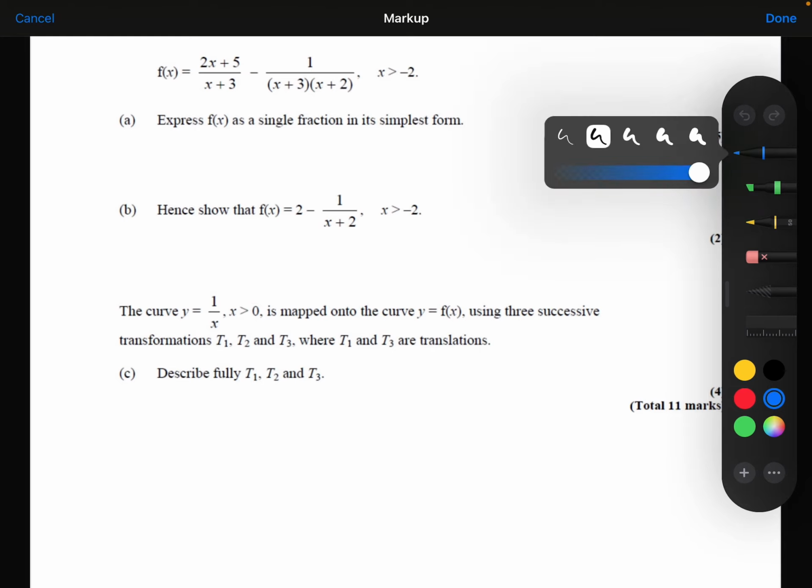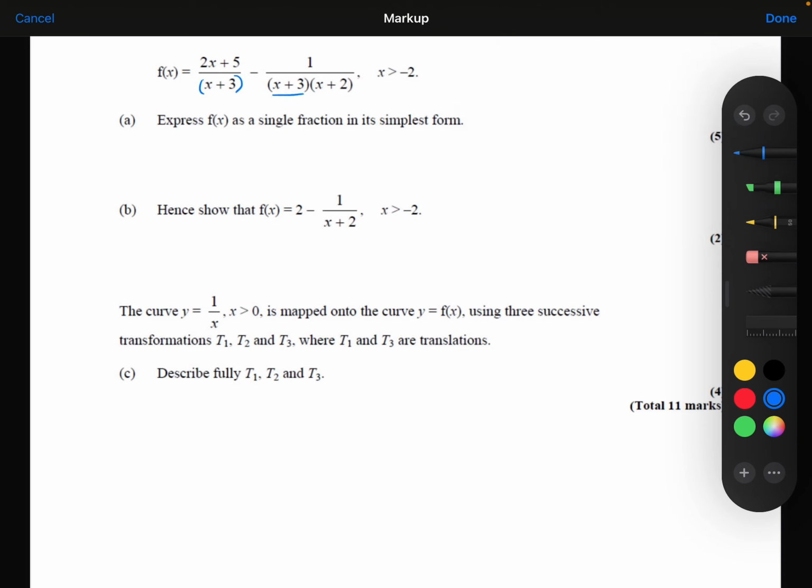I can see I've already got an x plus 3 on the bottom of both fractions, so I just need to times this first fraction by the x plus 2. That way we'll have a common denominator. So, putting these two fractions together with that common denominator, the numerator, I'm just going to expand those brackets out.